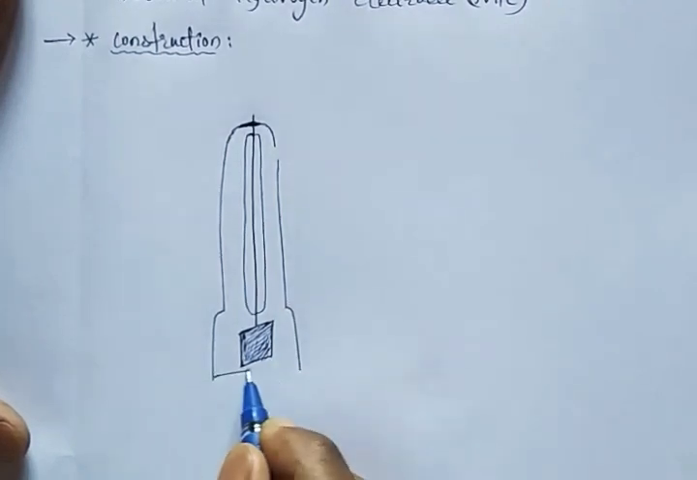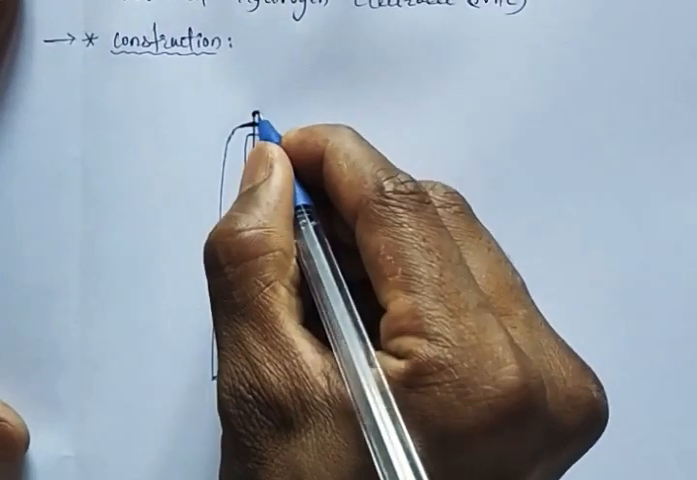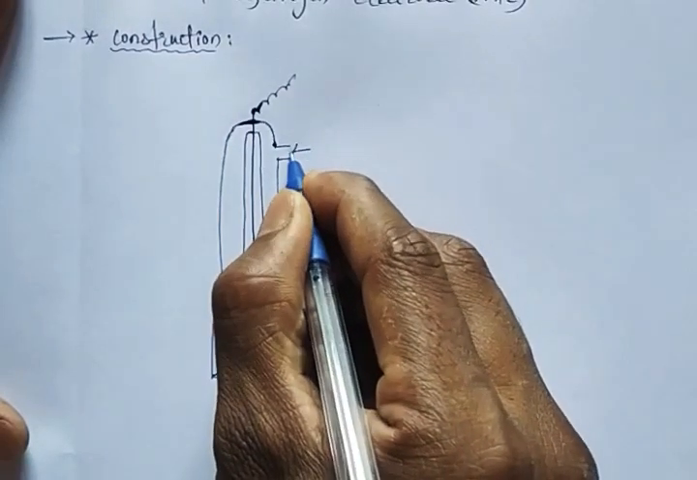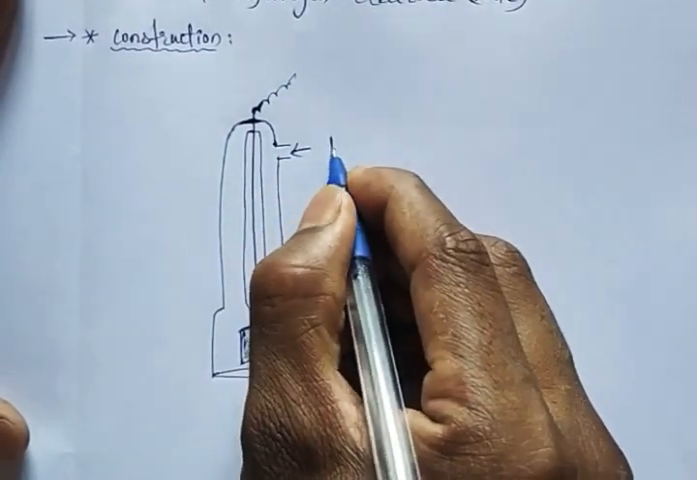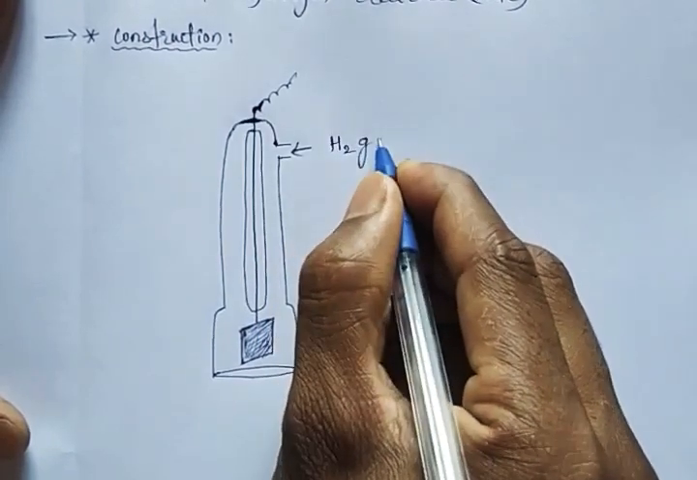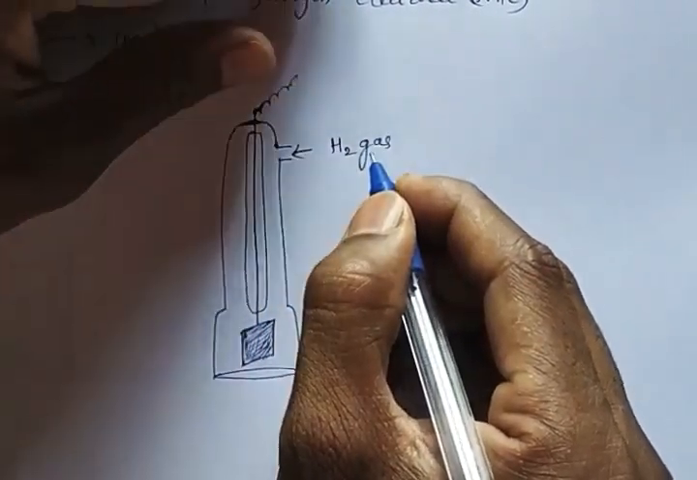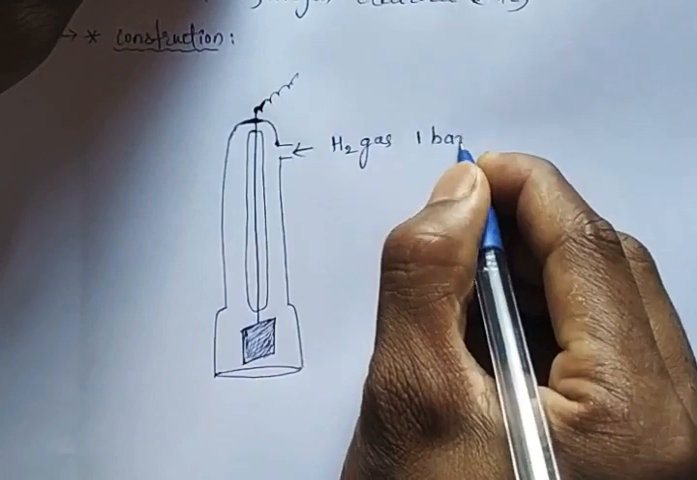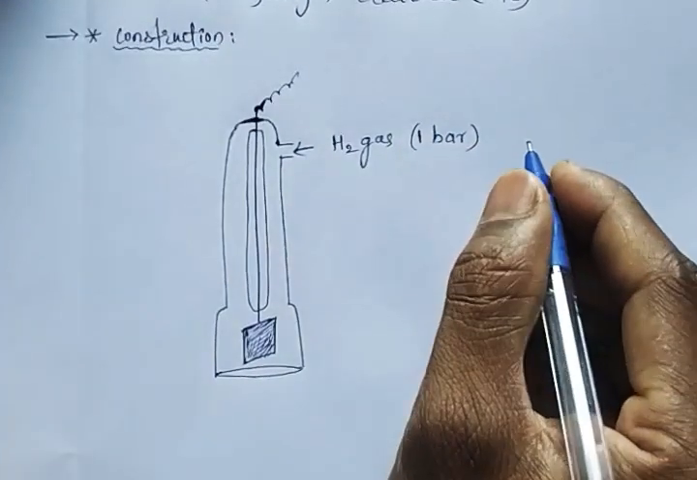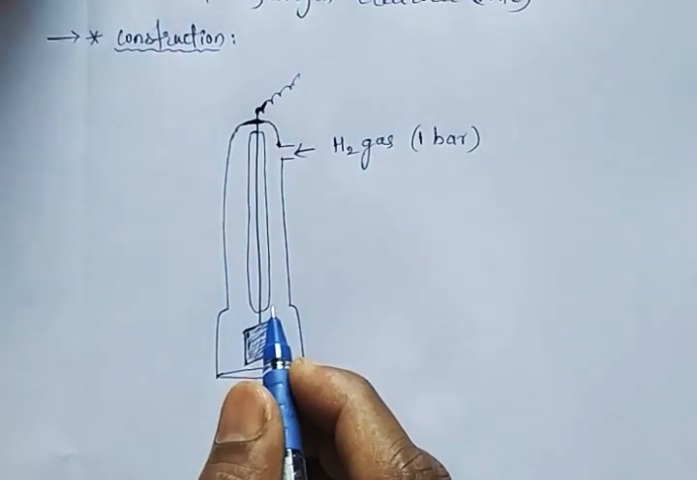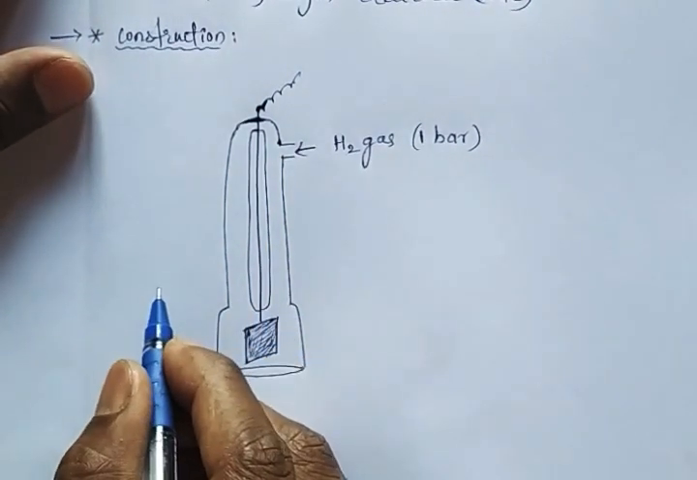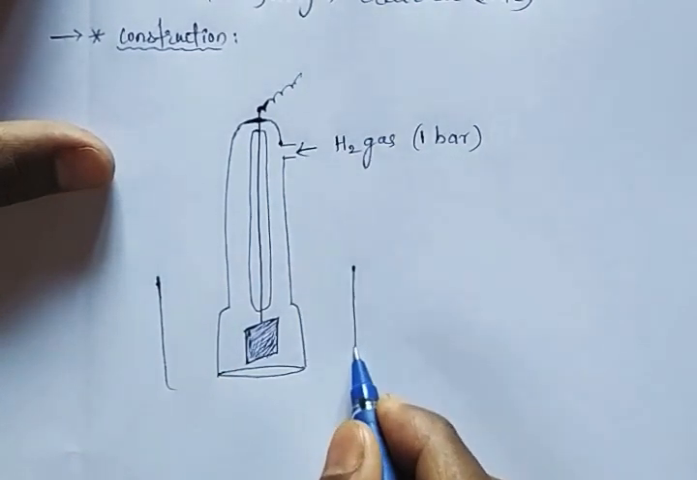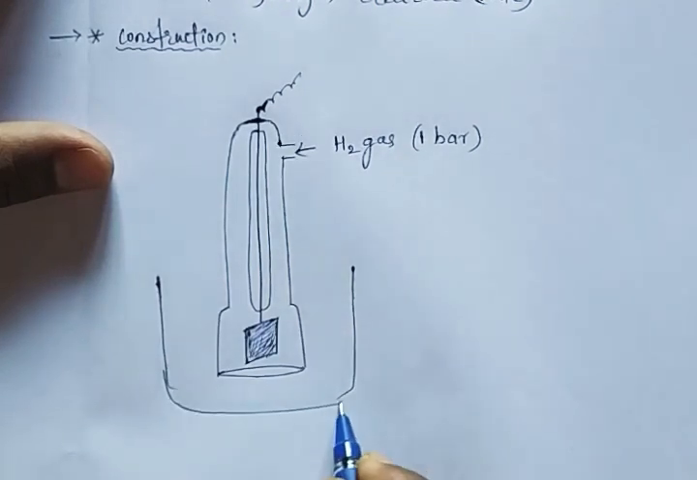It is covered by an outer glass jacket, and this is for connection. So from this top, we are passing pure and dry hydrogen gas. Hydrogen gas is to be passed at 1 bar pressure, and this is dipped in a 1 molar solution of HCl.